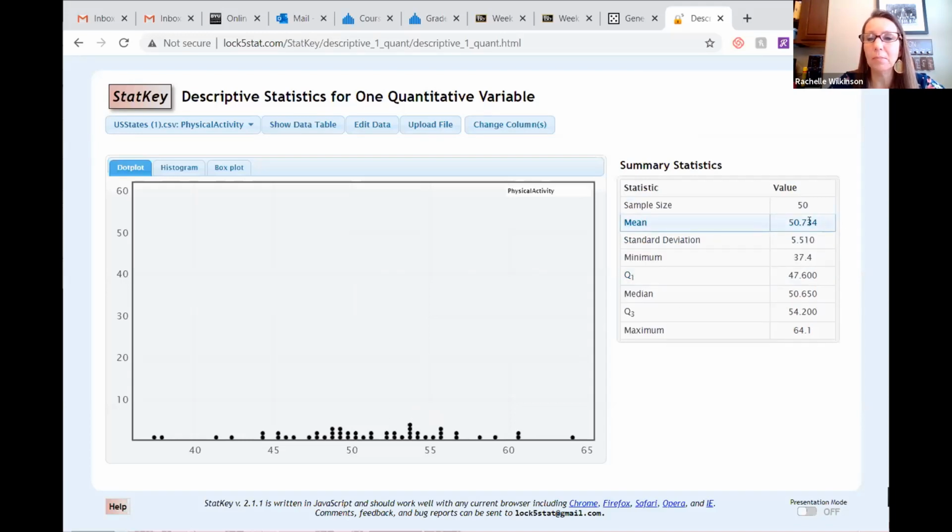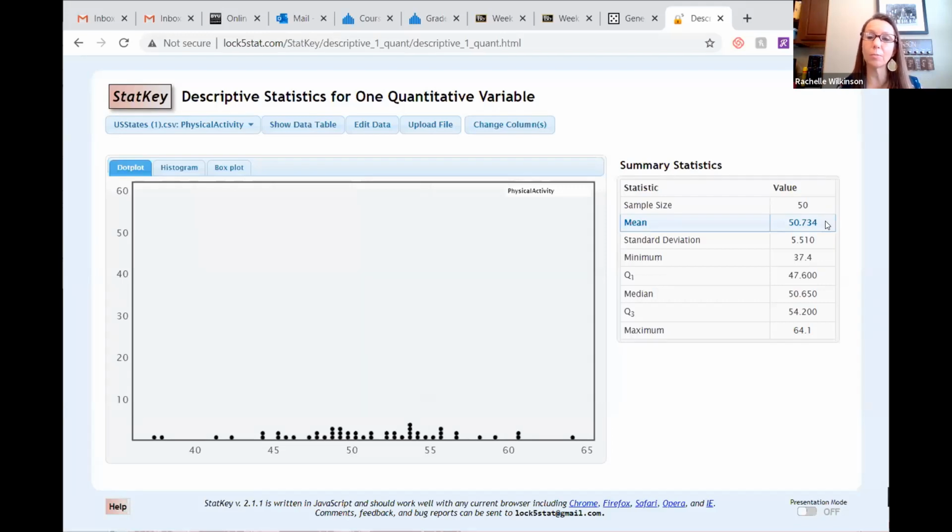I can look at the mean of all the states. So the mean of my population then is 50.734. So write that down on your paper. Write down, okay, population is all 50 states. Write down that one dot in my population graph represents one state or one individual, in other words. And then write down that the mean of the population in this case is 50.734.